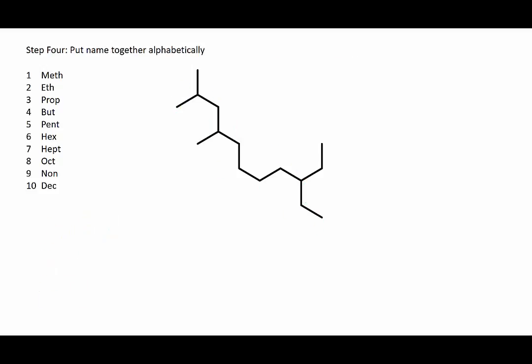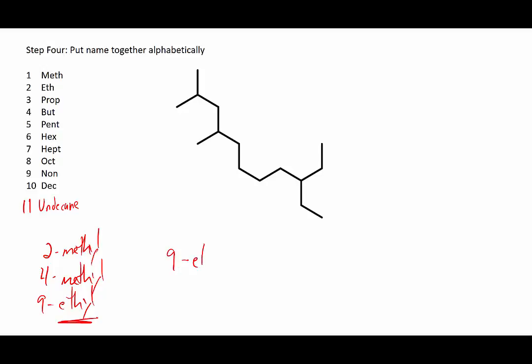Okay, and the last step is to put these all together alphabetically. So remember, this was 11, it was undecane, that's our base. We had 2-methyl, we had 4-methyl, and we had 9-ethyl. It doesn't matter which number we're beginning with at this point. Now we're looking at the alphabetical order of the substituents. So ethyl will go first. So if we're naming this compound, this is 9-ethyl with a hyphen in between.